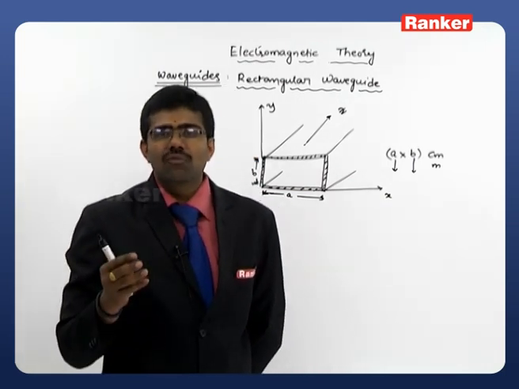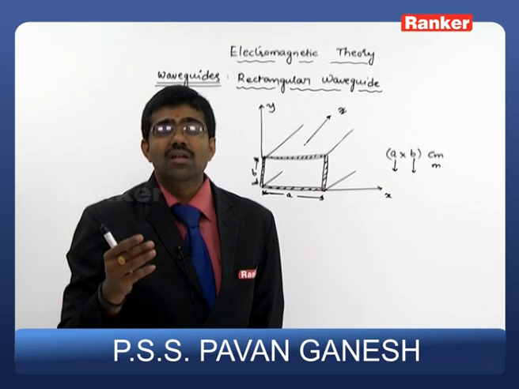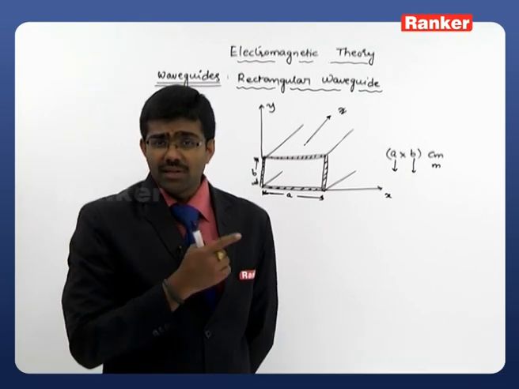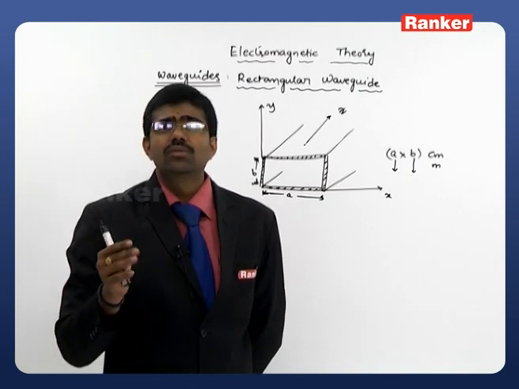So, what is the phase velocity? What is the group velocity? What is the cutoff wavelength for this one? What are the different modes of our wave traveling in the rectangular waveguide? Now, we are going to analyze.